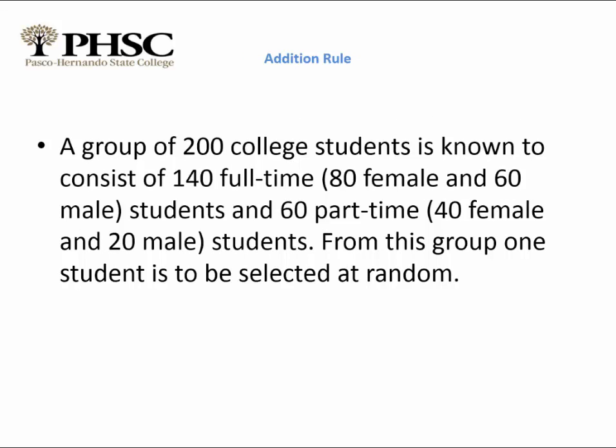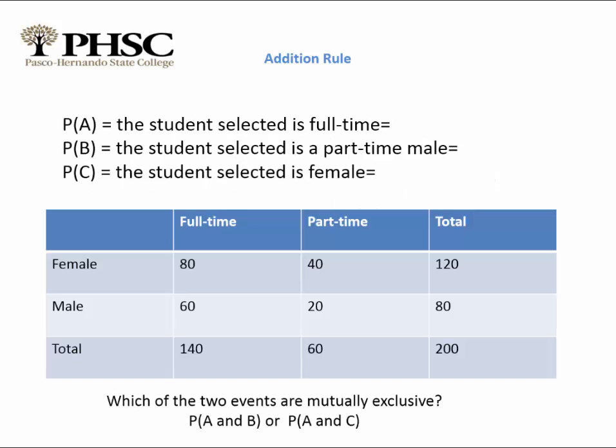So here we have the first example. There's a group of 200 college students, and there are 140 full-time: 80 females and 60 male students. There are 60 part-time: 40 female and 20 male students. From this group, one student is to be selected at random. Here's a table, which is an easier way to break this information down. Female: we have 80 full-time, 40 part-time, and 120 total. Male: 60, 20, and 80. And then total: 140 full-time, 60 part-time, and 200 total students.